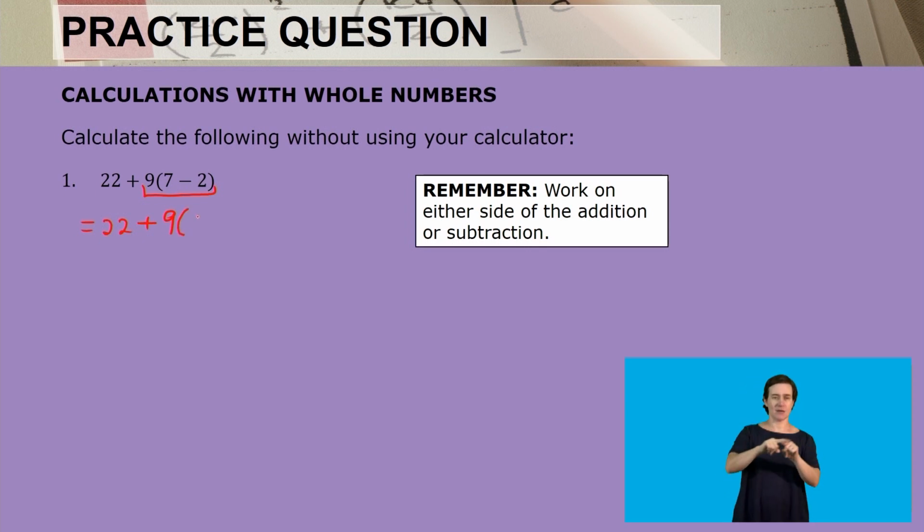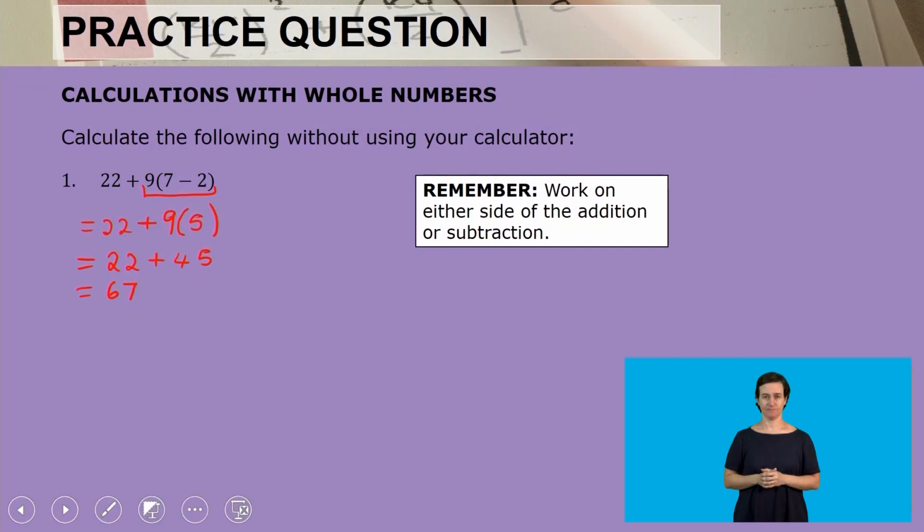So 7 minus 2 is 5. That is going to give us 22 plus 9 multiplied by 5 is 45. And when I add those two, it's going to be 22 plus 45, which is going to give me a 67 as my answer. Let's move on to the next one.